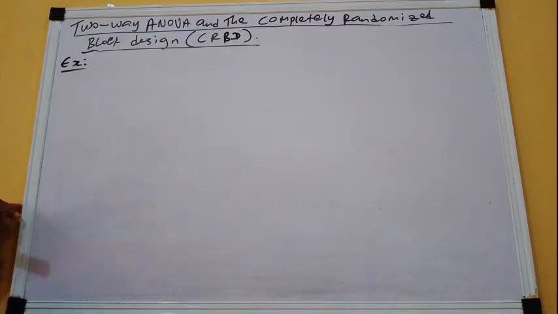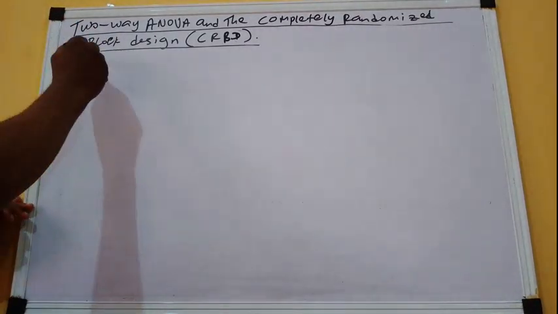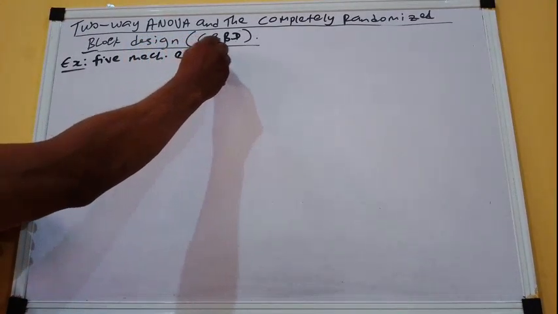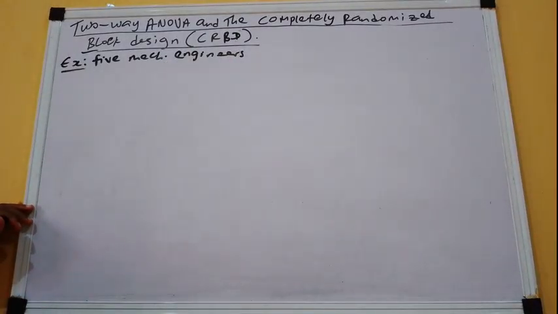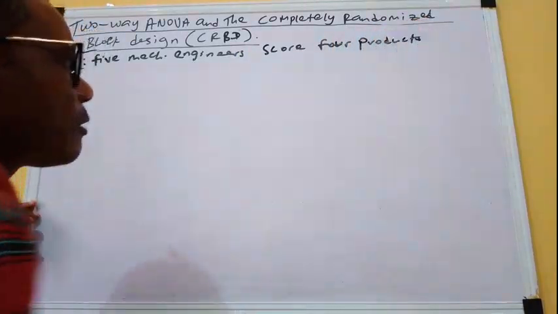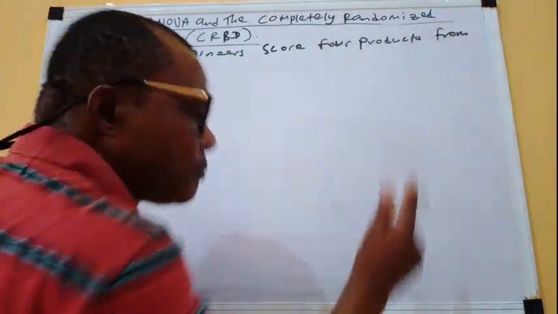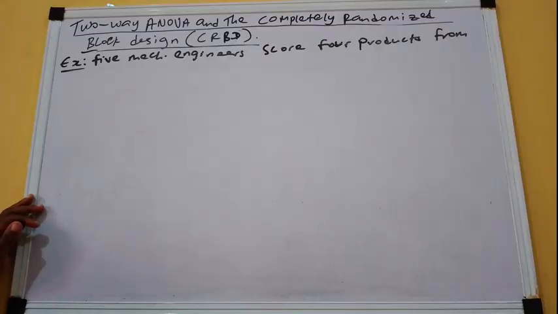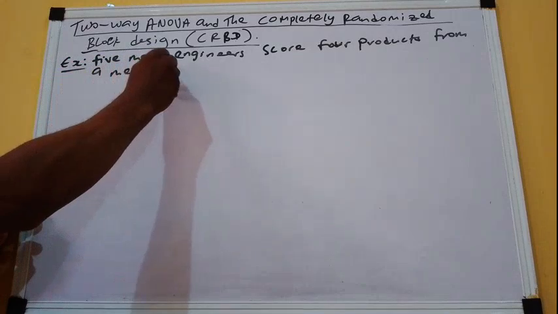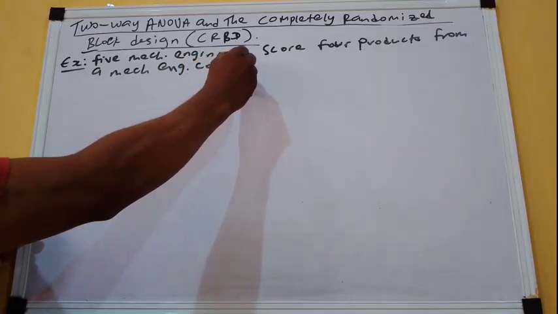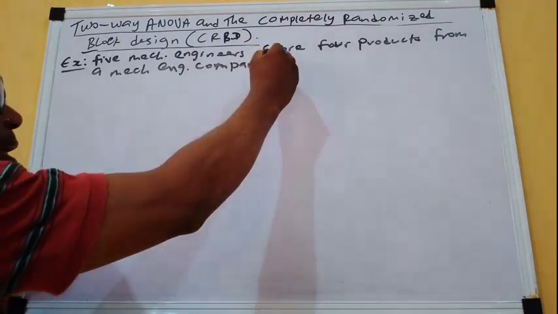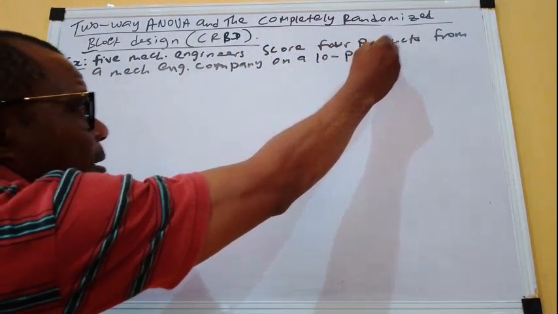5 mechanical engineers. We can use it in engineering, in agriculture, in building. 5 mechanical engineers score 4 products from a mechanical engineering company, on a 10-point scale.